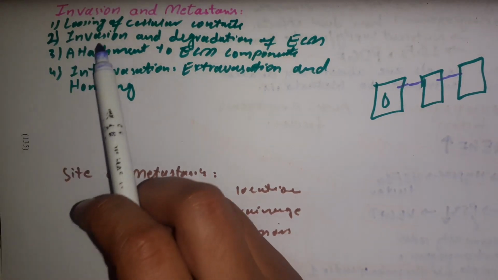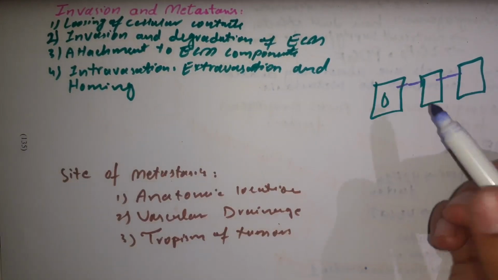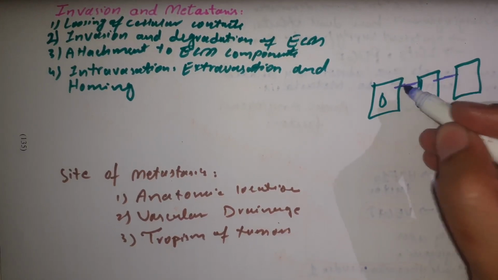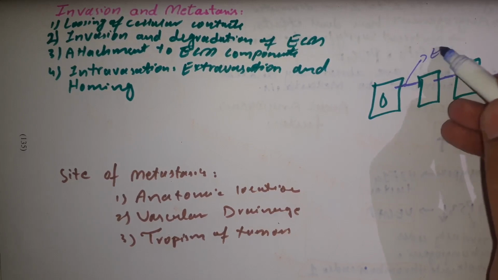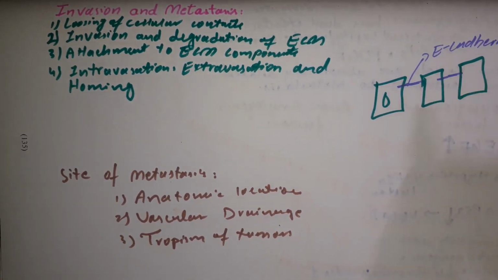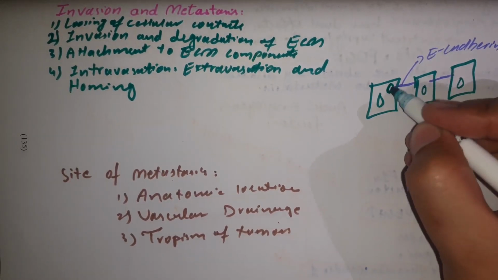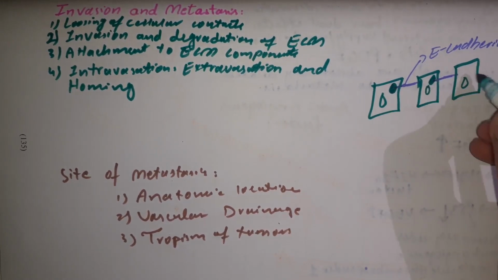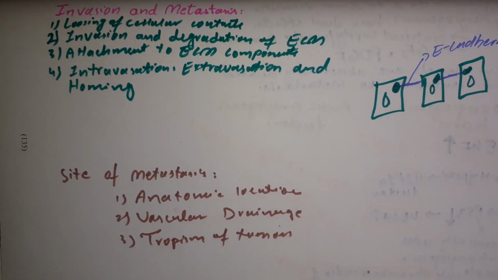So what happens in the very first step of metastasis? There is loosening of the cellular contacts with each other. We know that cells are joined together by proteins. These are the cells and these are the connections between cells. These are basically E-cadherin proteins, and they are joined on the cytosolic side with another protein termed beta-catenin, which holds the cytosolic side of this protein.